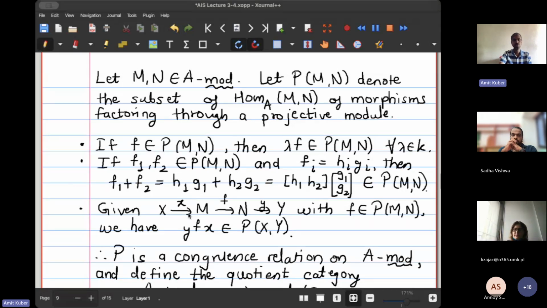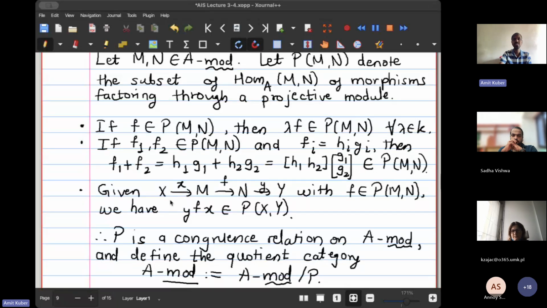And finally, just notice that if you have a composable sequence of 3 arrows, where the middle one factors through a projective, then obviously the whole composition also factors through a projective. So what do these three properties say together? What does it say about P, the collection P of morphisms? Any idea? That's an ideal. Yes, it's an ideal. Or you can also say it's a congruence relation.